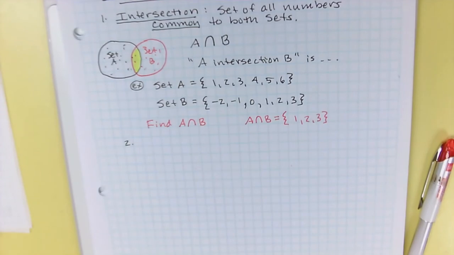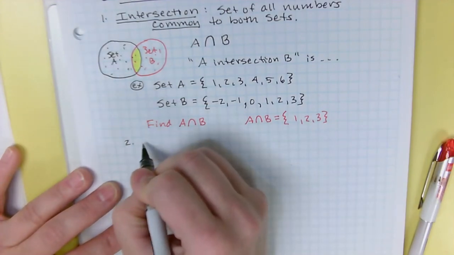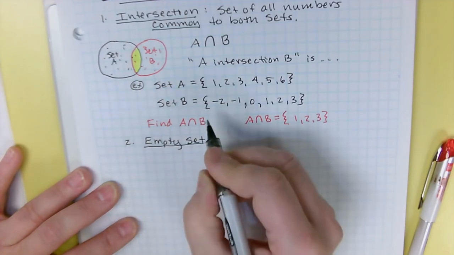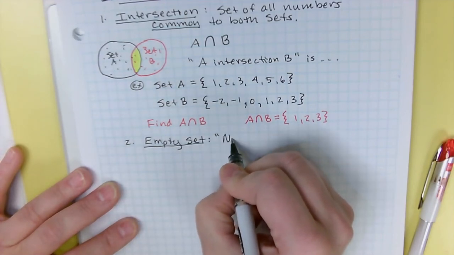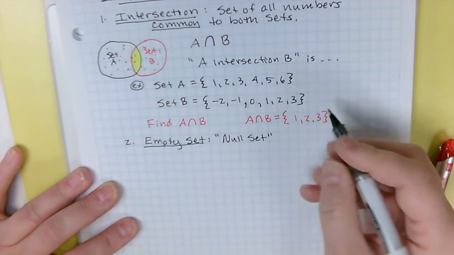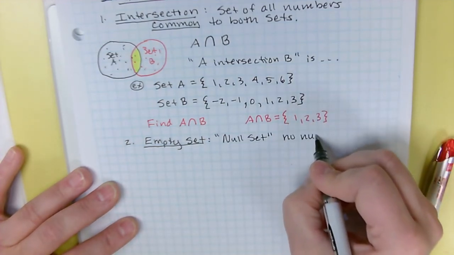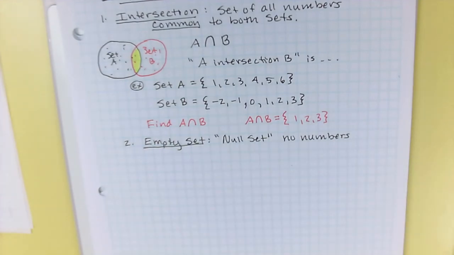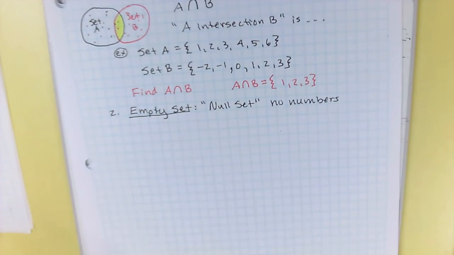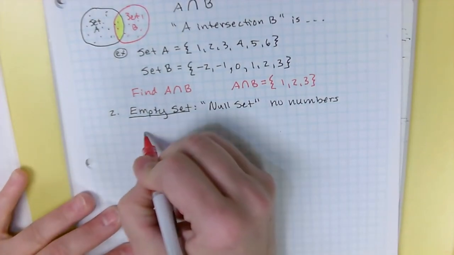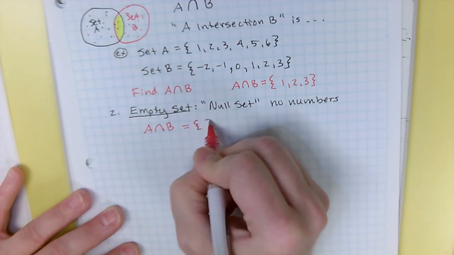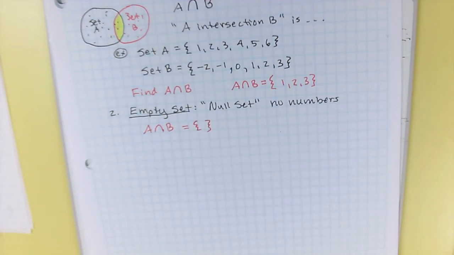All right, let's say that they don't have anything in common. They have nothing in common. Then their intersection would be called the empty set. It's also sometimes called the null set because it has no numbers. So if they don't have anything in common between set A and set B, you would write A intersection B equals, and then you would just write empty braces. That would be your empty set.